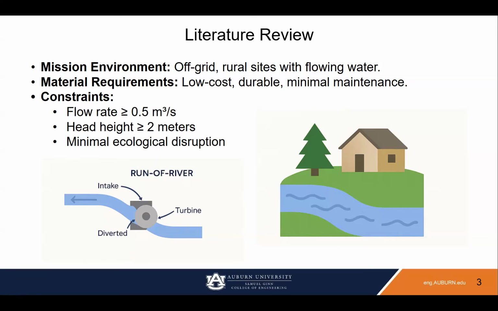In some of the more specific case studies that we've talked about, we were looking at the constraints of what existing micro hydropower systems use. So things like the flow rate is typically greater than or equal to 0.5 meters cubed per second. The head height is greater than or equal to 2 meters. And all of them try to minimize ecological disruption. That's kind of the whole point of renewables, isn't it?